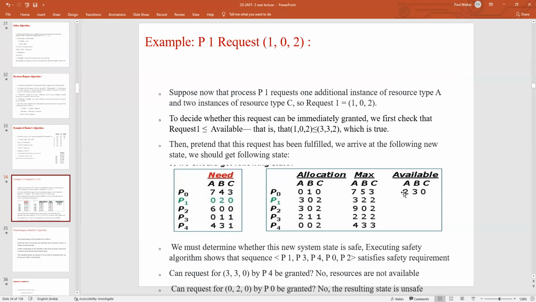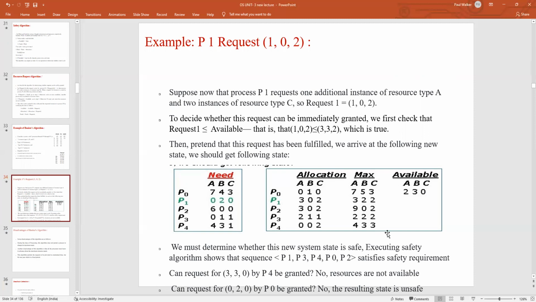Hence, we have to check for each and every value. All the conditions should be true, then the process will be allocated the resources. Otherwise, it will be skipped. For example, P0 does not satisfy the condition, since all the values are higher. For the process P1, here the value was 0 to 0.